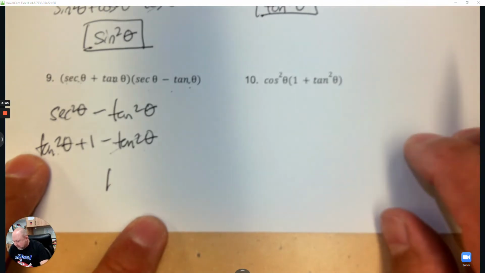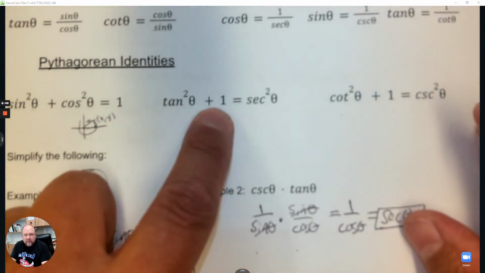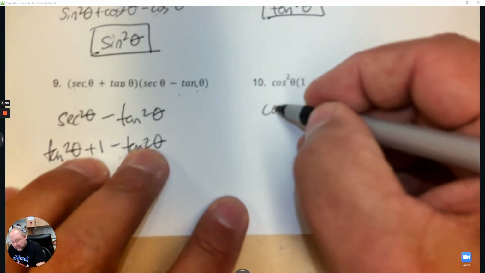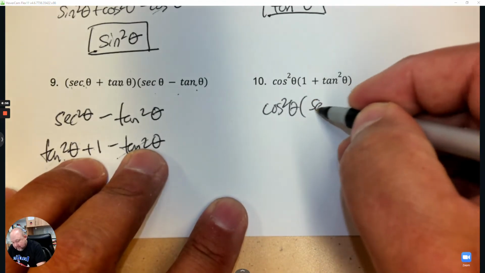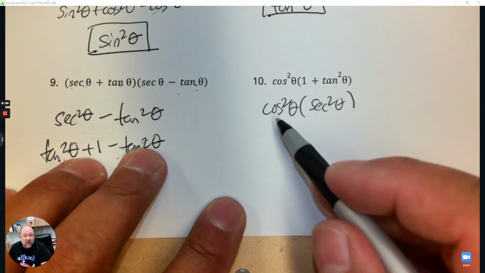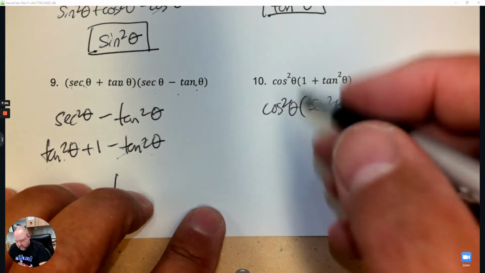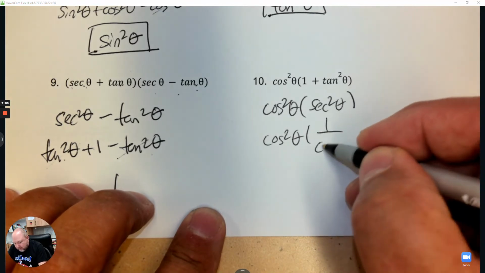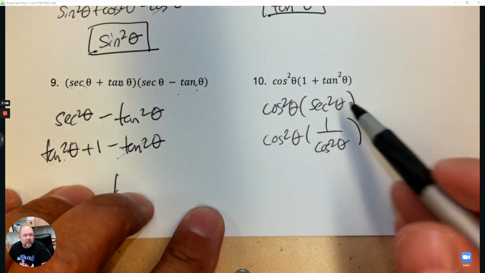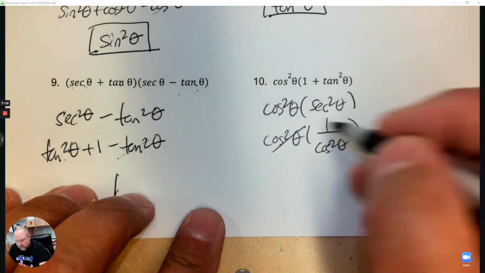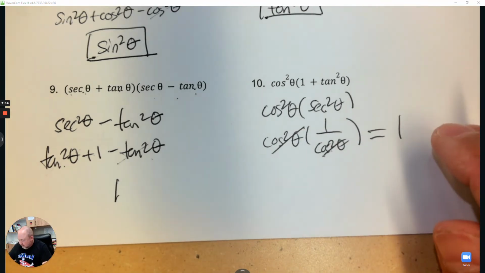Number 10. What's 1 plus tangent squared? Tangent squared plus 1 is secant squared. So I'm going to go right away, and I know there's a connection between cosine squared and secant squared. So that's why I went that direction. Secant squared is the reciprocal. So if you do the reciprocal, just keep the exponent when you flip it, and then notice they divide out, and this answer is 1.